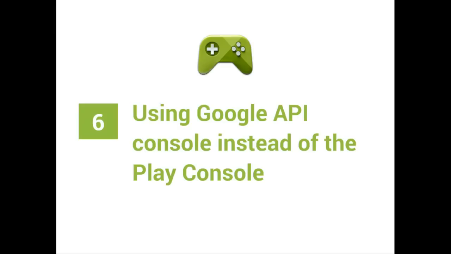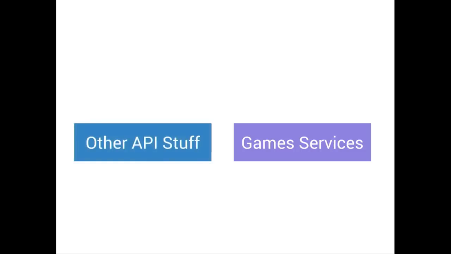All right. So our next mistake is using the Google APIs console instead of the Google Play Developer Console. And let's explain why this matters and why you care. So on the back end, we've got a set of game services, right? And we also have on our back end a whole bunch of other API-related stuff. And that's a technical term. That's what we call it, API stuff. So the other API stuff is generally set up using the Google APIs Developer Console.